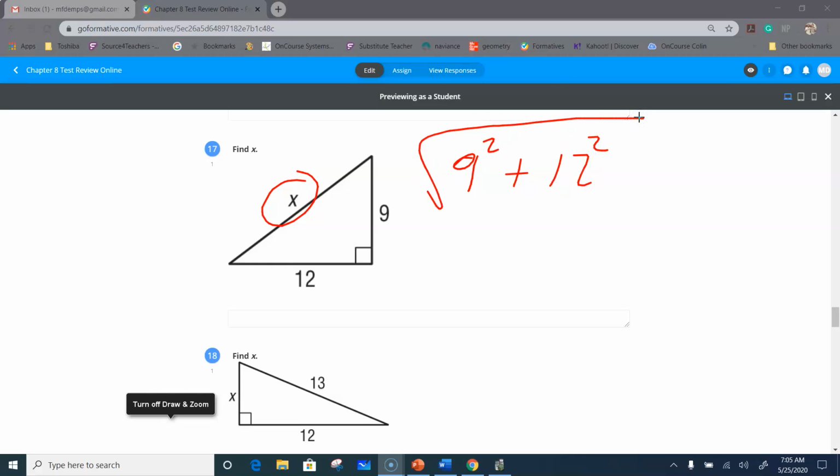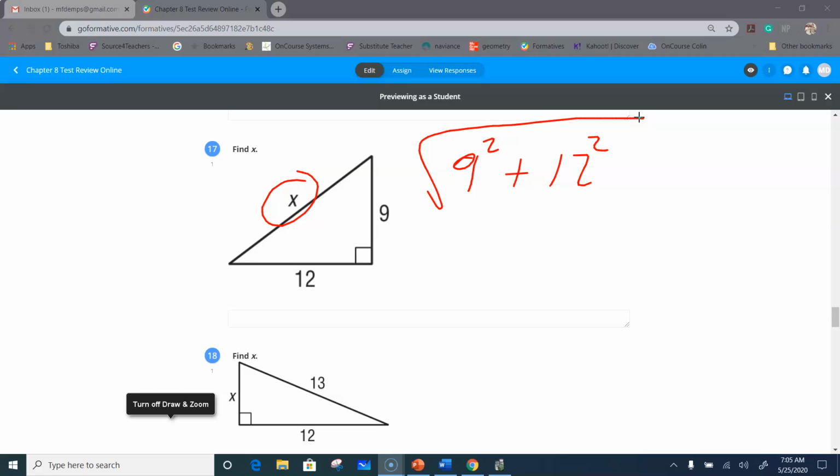Okay, and if you have the calculators that we used in class, or something like that, you can usually download a free version of that on the internet. You can just put that in one step. If not, you would do 9 squared plus 12 squared first, and then take the square root of that.